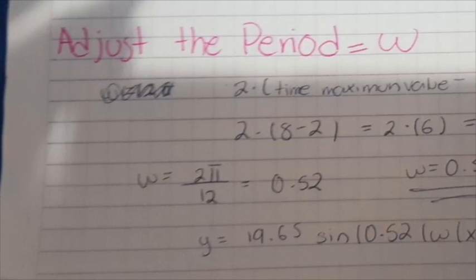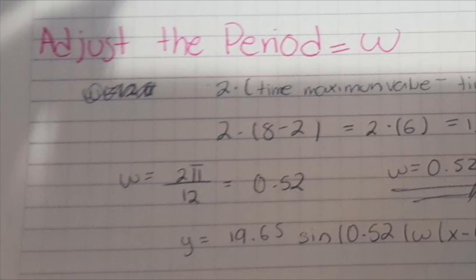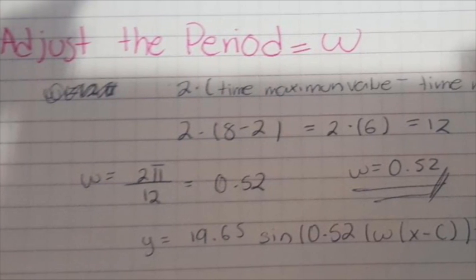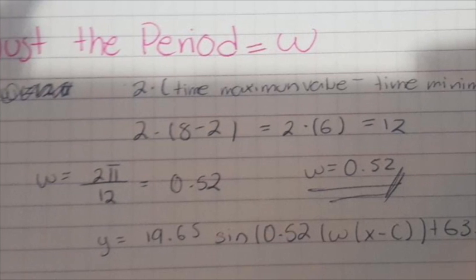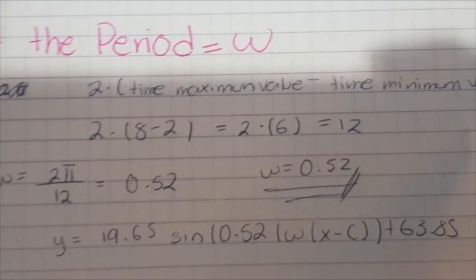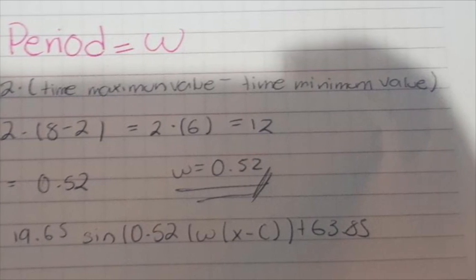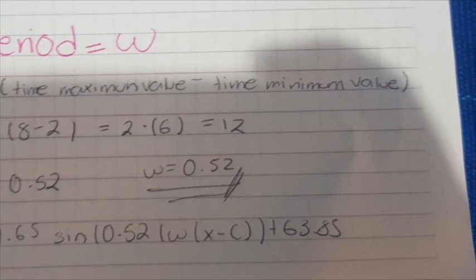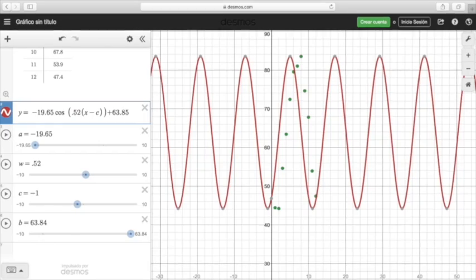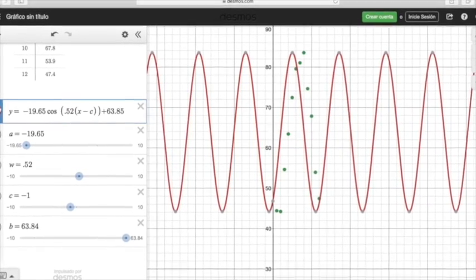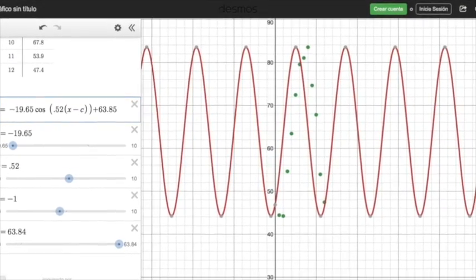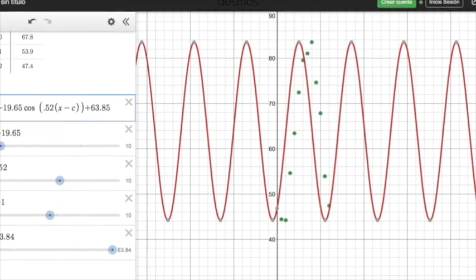To get the period, we take the maximum value of the x-axis minus the minimum value of the x-axis. This is multiplied by 2, and then we divide 2π by the result we got from the other result. So the graph will look like this.